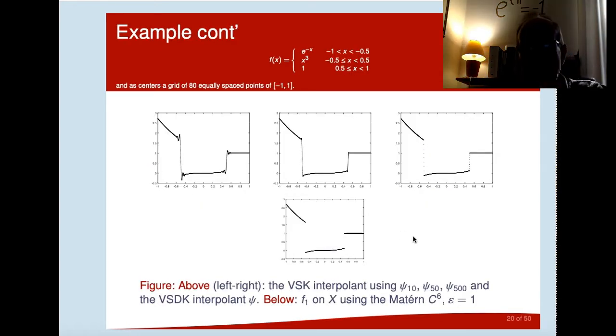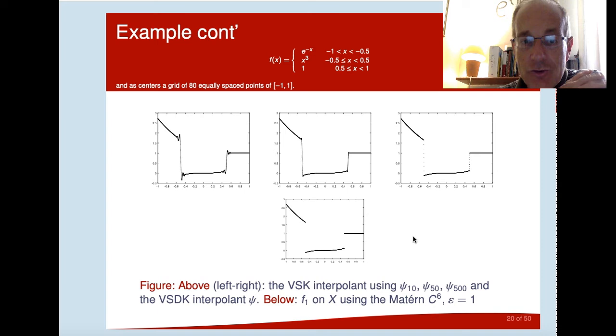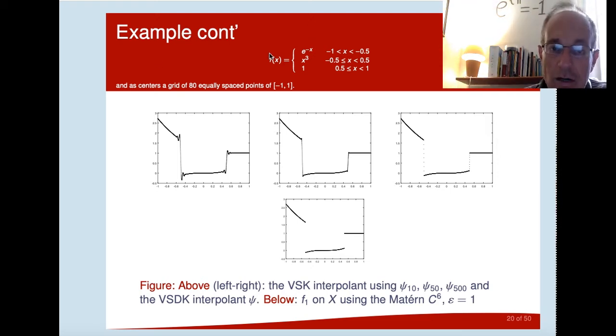And so here I show you a picture which is quite interesting, because you have your function, the function that we are approximating, with a jump here. You see, at the points minus 0.5 and 0.5, and it is obtained like you see.